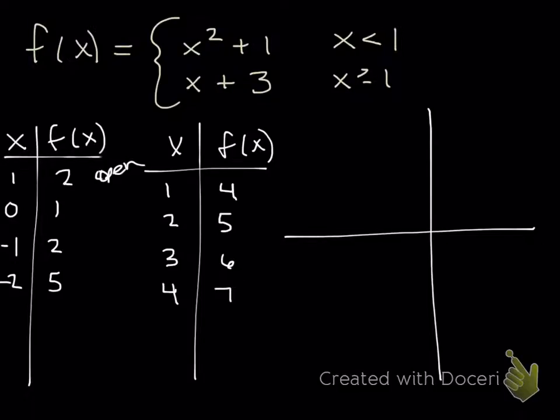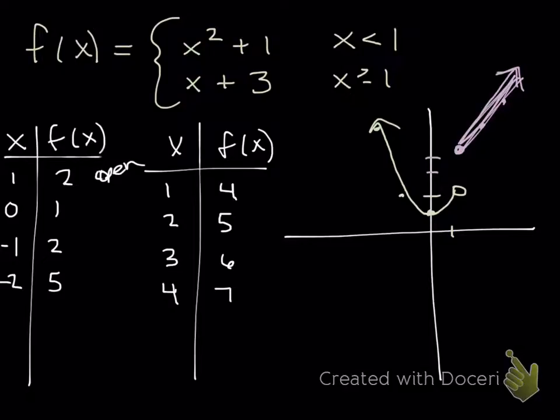Then we're going to plot these points. For the left t-chart, I have 1, 2, again an open dot. Then I have 0, 1, and -1, 2, and -2, 5. Notice this piece is part of a parabola. My other piece is going to be completely linear. So I have 1, 4, and then 2, 5, and 3, 6, and so on. So it's growing in a linear fashion. This is what our picture is going to look like.